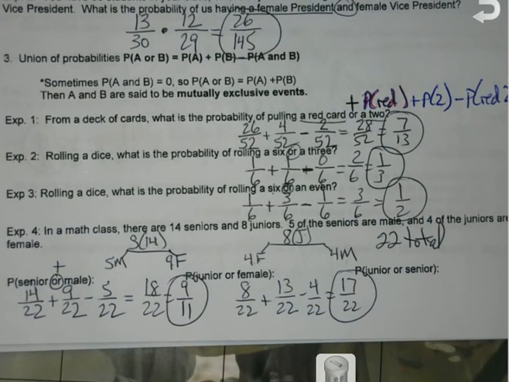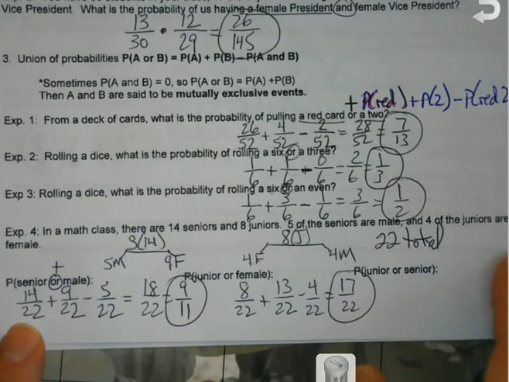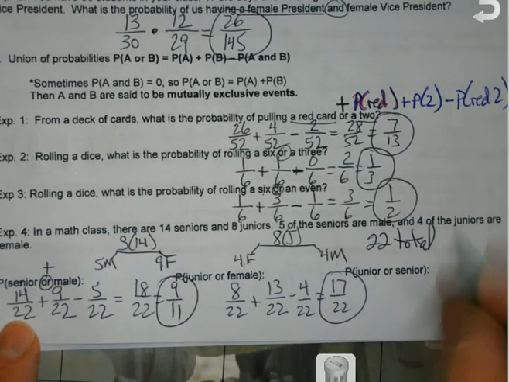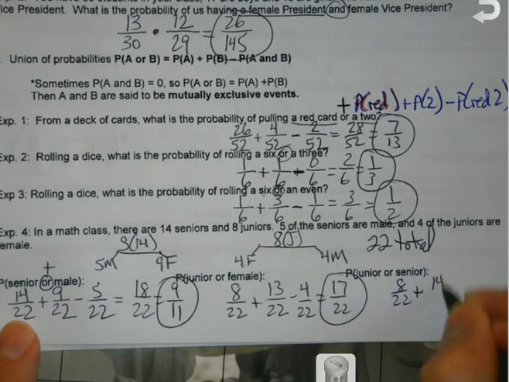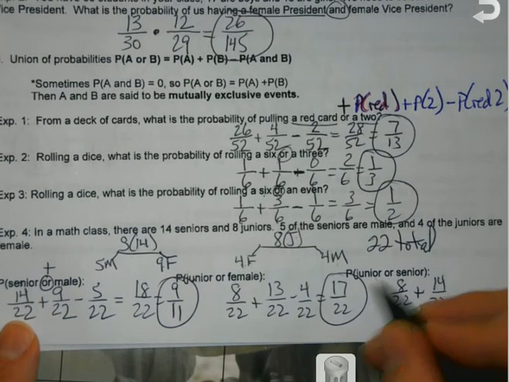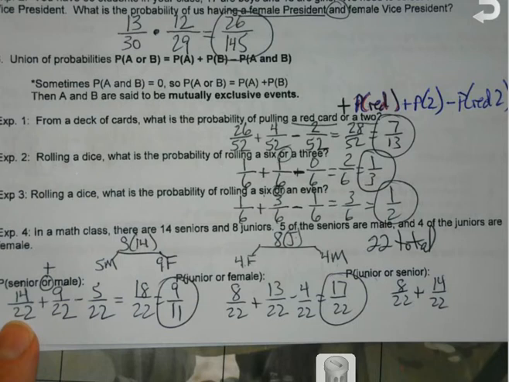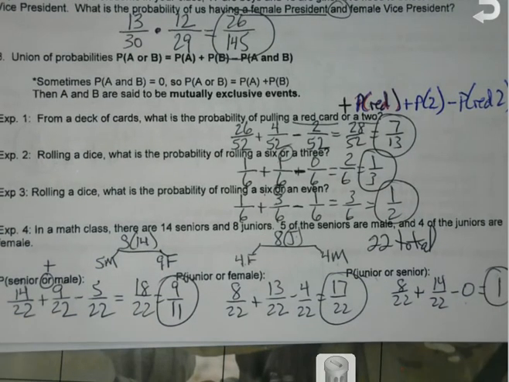And I'm set. You're like, okay. Probability of a junior, 8 out of 22. Or a senior, 14 out of 22. Can you be a junior and senior at the same time? No, Harty, acting like a goof. 22 out of 22, 1. Because you have to be a junior or a senior. You can't be both. That'd be kind of ridiculous.